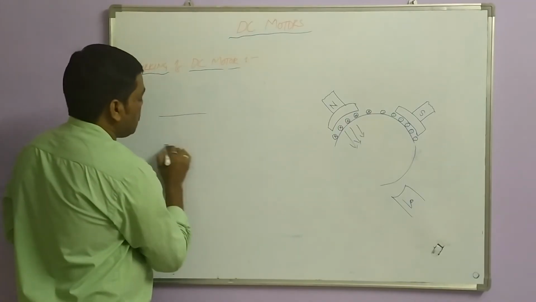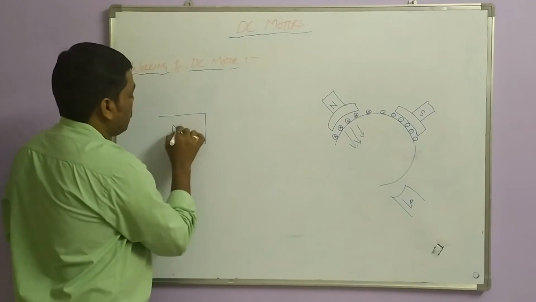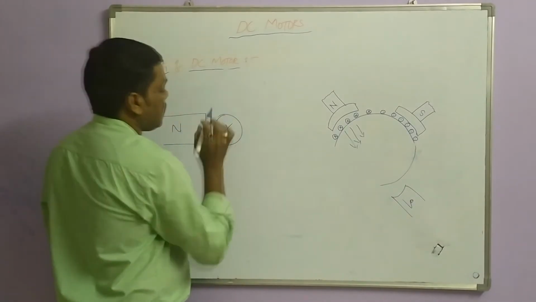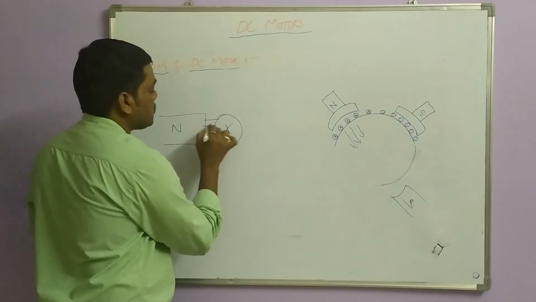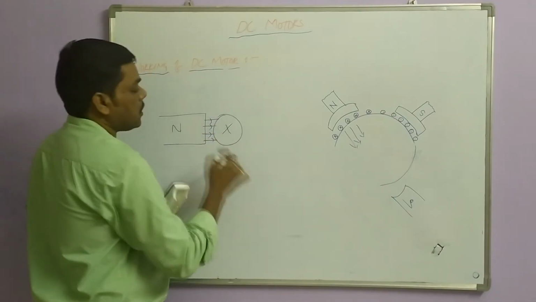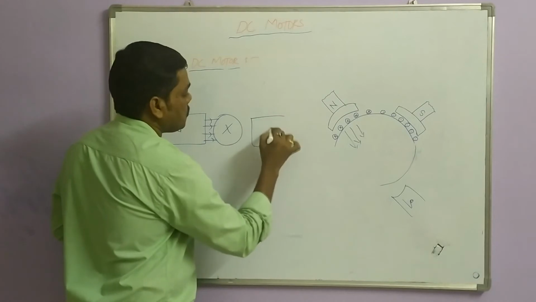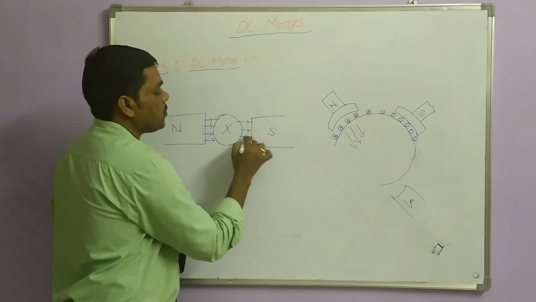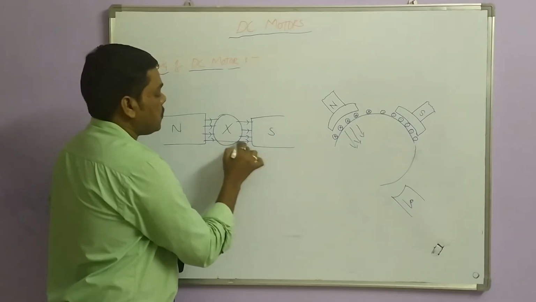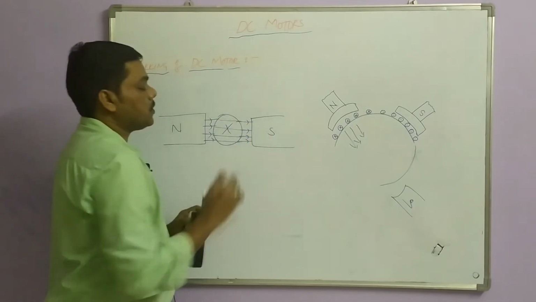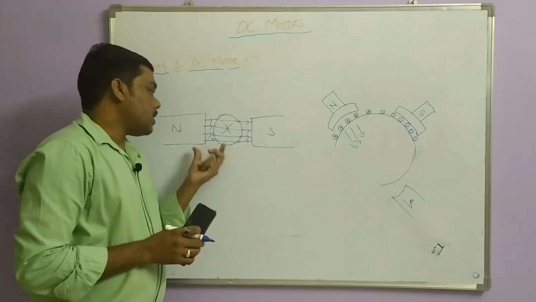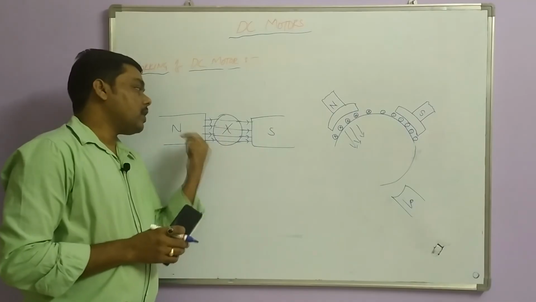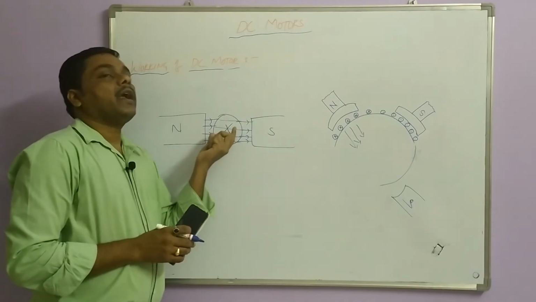Now this is the north pole and this is the conductor with a cross, and this is the flux flowing over it, and this is the south pole placed here. Now the flux is flowing from the north pole to the south pole over this. The conductor under the north pole has the entering current.